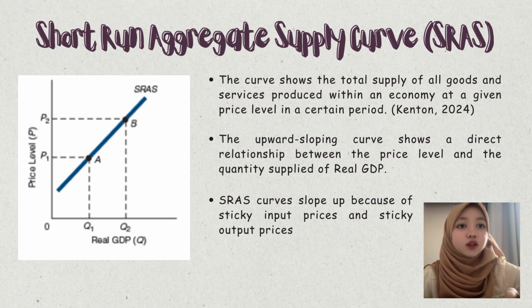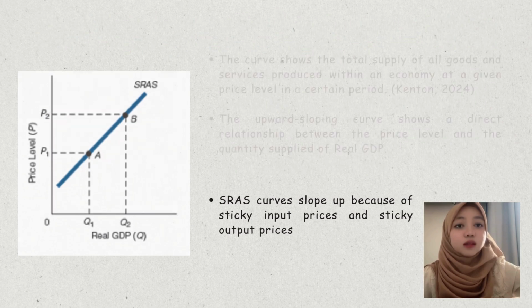On the other hand, the short run aggregate supply slopes up for two reasons: sticky input prices like wages, and sticky output prices, also called menu cost. Sticky prices refer to pricing that is resistant to changing market conditions. Meanwhile, menu cost refers to the cost incurred by a firm when it changes its price.